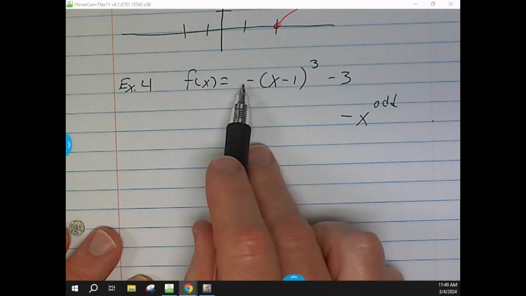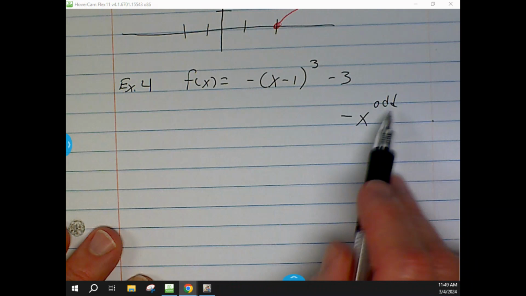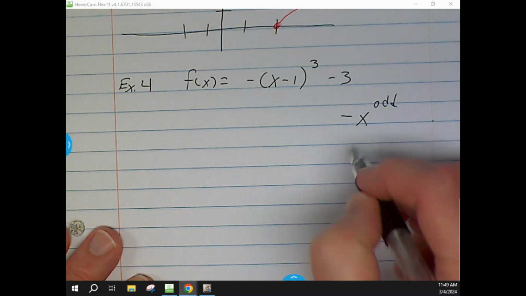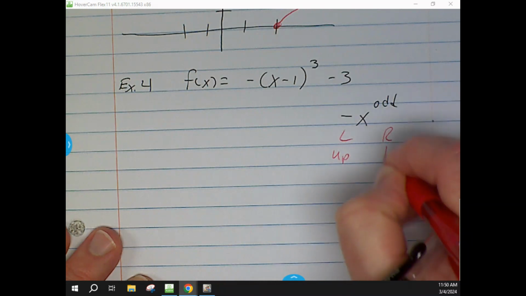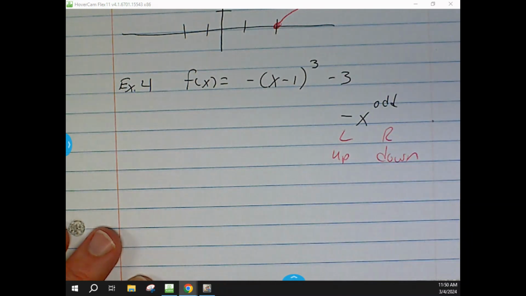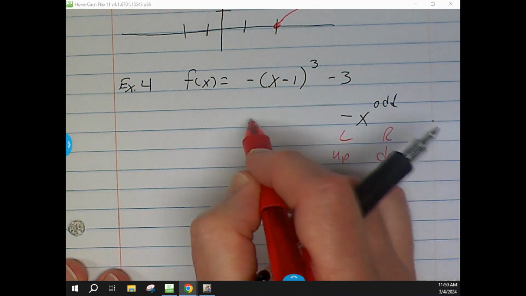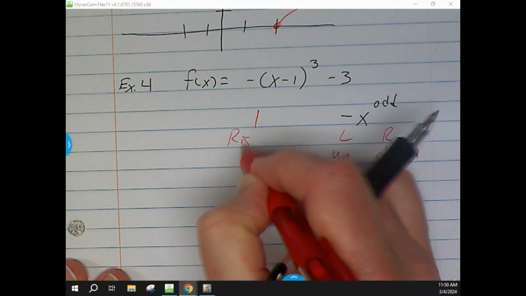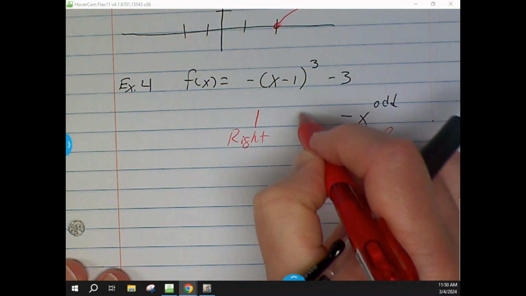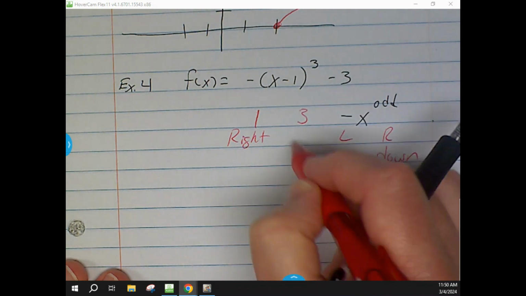So again, you've got a negative out front, so that's the negative. We've got x, and it's an odd power. If that's the case, you should know that the left side is going to be up, and the right side would be down. Okay, so the 1 on the inside, again, opposite way. Seems like to the left, actually it's going to be 1 to the right side. The 3 that's here on the outside, so we'll make it 3 down.